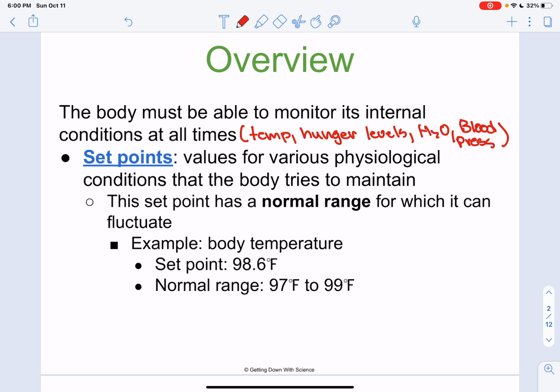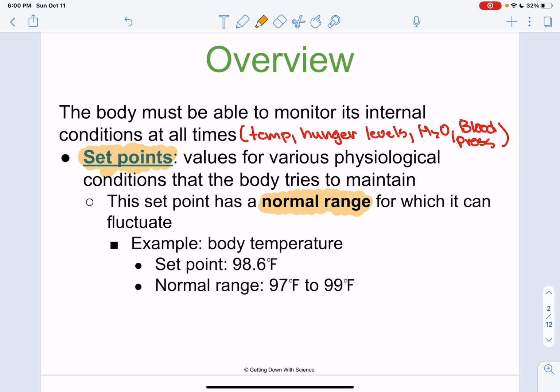Across all boards, across all different conditions that our body has to maintain, we have this thing called set points. And what set points are is that they are values for various physiological conditions that our body tries to maintain. Within our set point, we can have a normal range. So a set point is a specific number, whereas a range is a range of numbers that this number can fluctuate between.